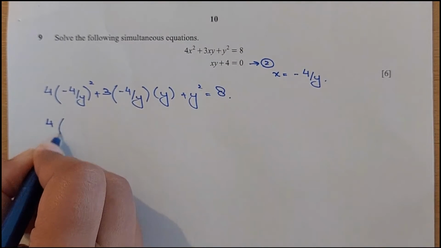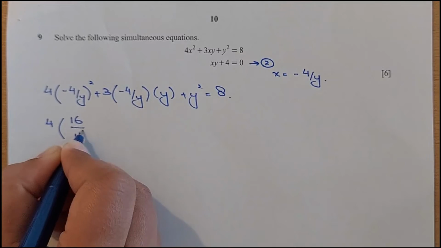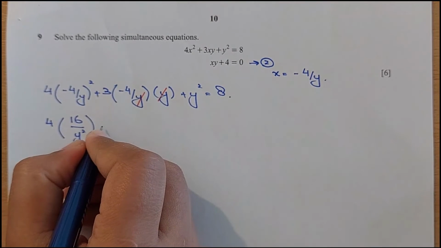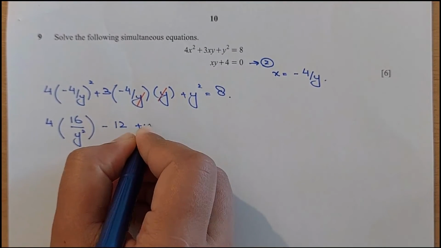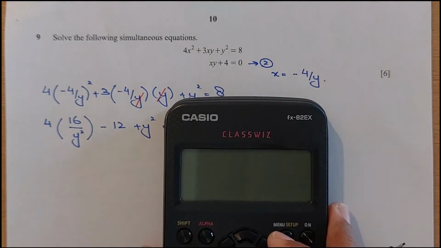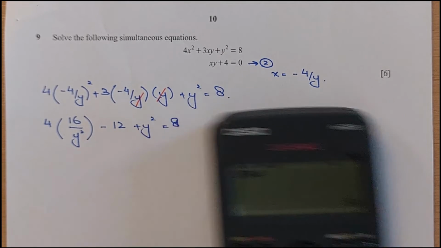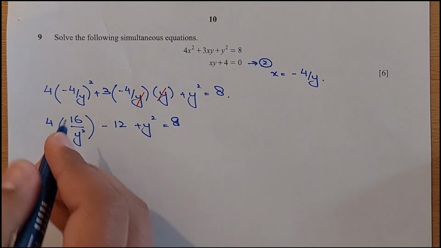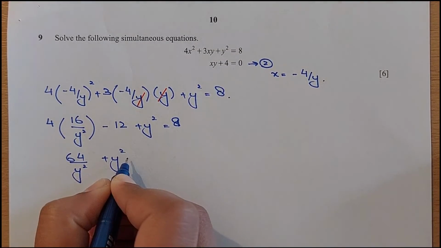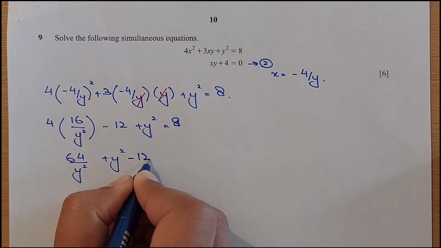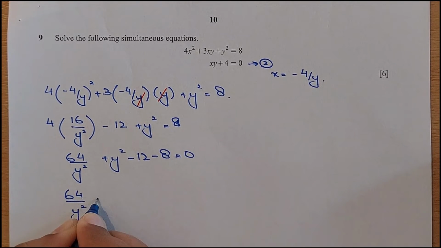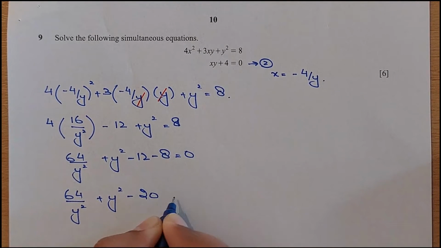So this is 4 times 16, since 4 square is 16, divided by y square, right? And the y cancels with y. We have 3 times 4 is 12, minus 12, plus y square equals 8, sorry, not 18. Now 4 times 16 is 64. So 64 by y square plus y square, minus 12 minus 8, equals 0. So 64 by y square plus y square minus 20 equals 0.